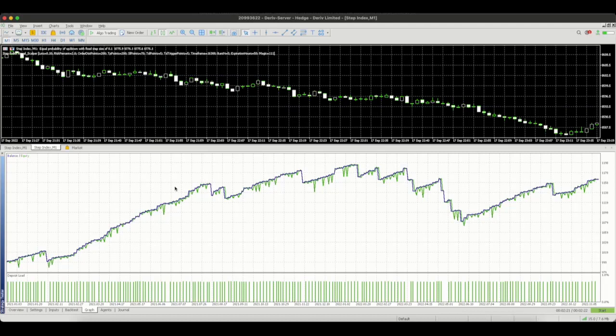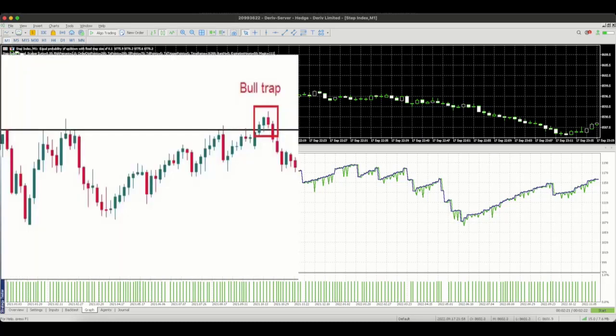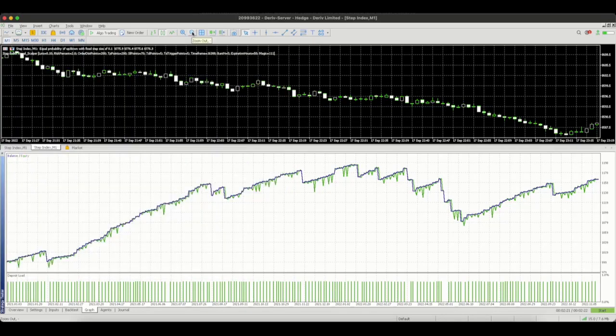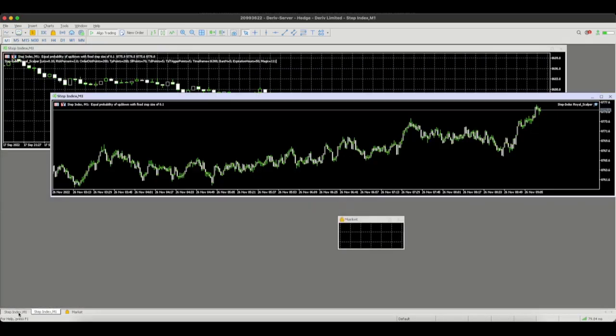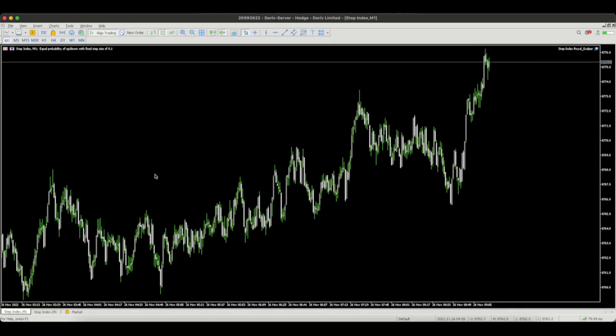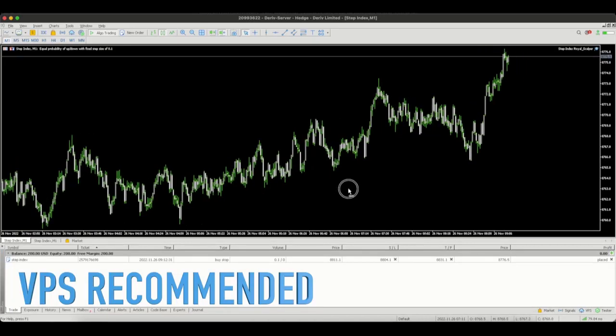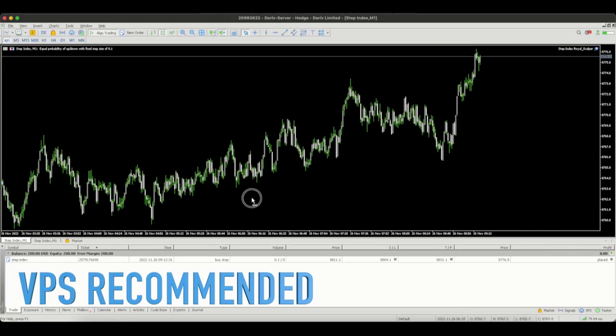One of the major setbacks of this robot is that price will not always break the market structure. It's hard to detect a fake breakout. Sometimes price will break the order block, then retrace back. That causes the robot to close a trade in loss. To avoid interruptions while using my personal computer, I will leave this robot running on a VPS for some few days, then I will come back and show you guys my results.